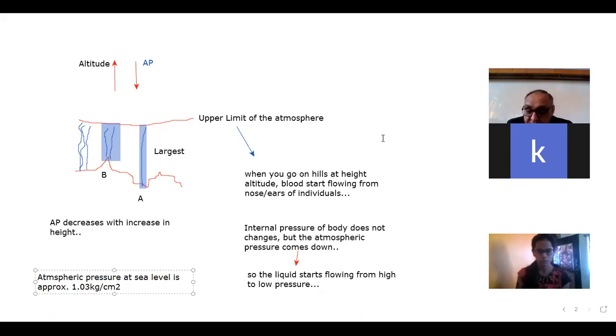Why? Because the internal pressure of the body and the external atmospheric pressure are in balance. So when that balance is disturbed, then we will start feeling the weight, or we will start feeling much lighter. So this is the point.